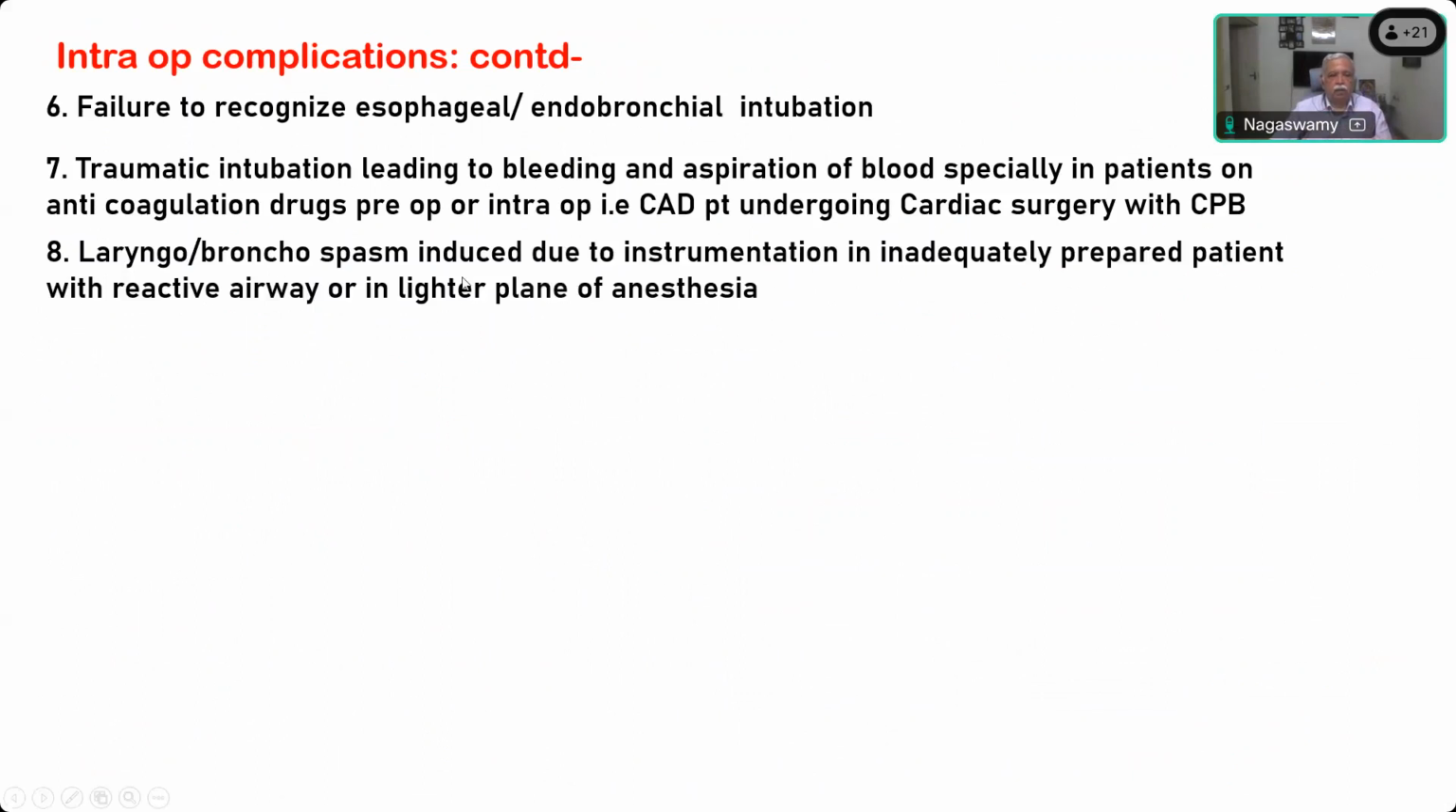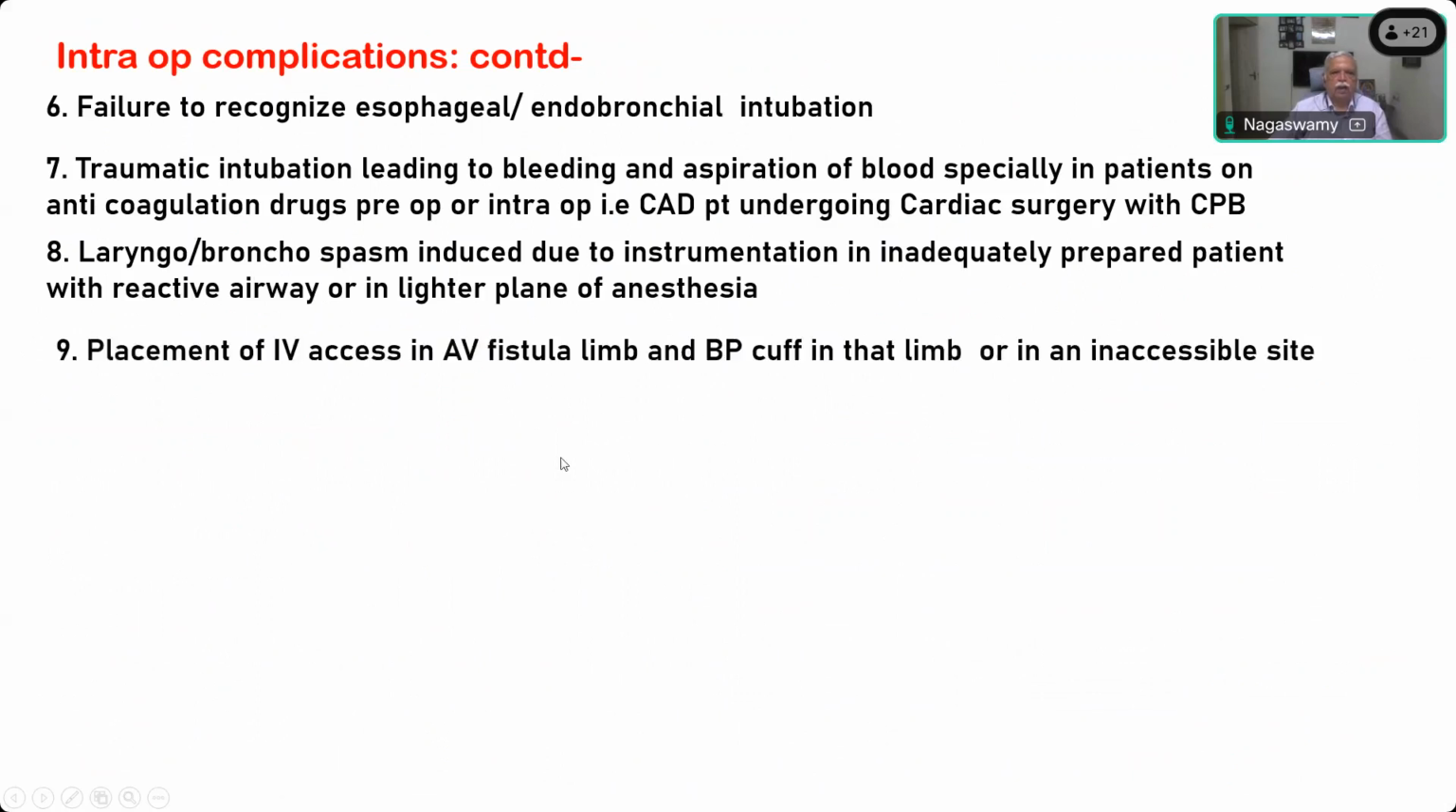And laryngospasm or bronchospasm due to instrumentation in an inadequately prepared patient. For example, a chronic smoker, if you have not asked him to stop smoking and given him some spirometry, and he has an irritable airway, this can produce it. And if you have not given the proper plane of anesthesia in a reactive airway patient, that can also lead to these problems.